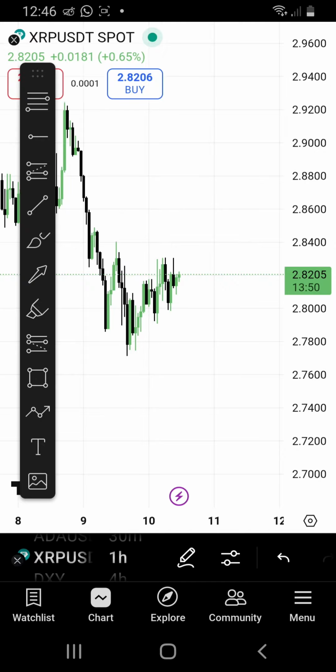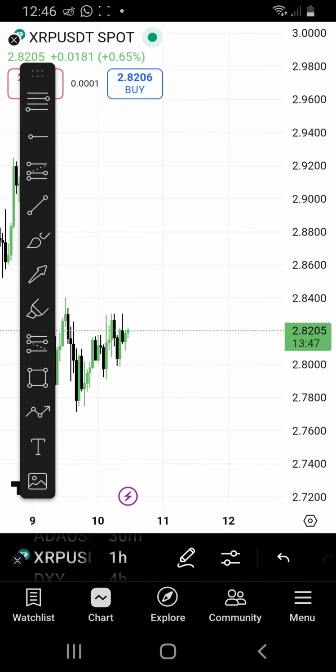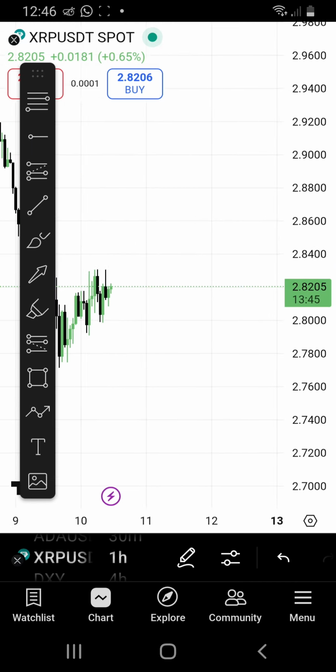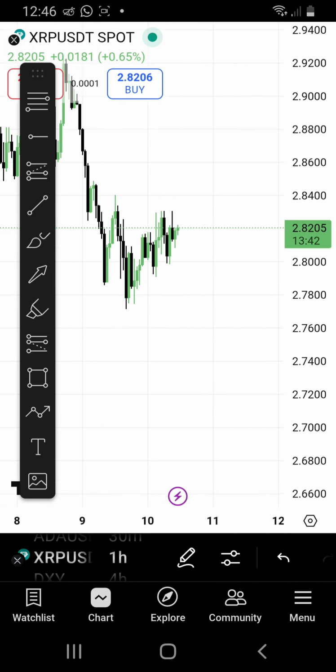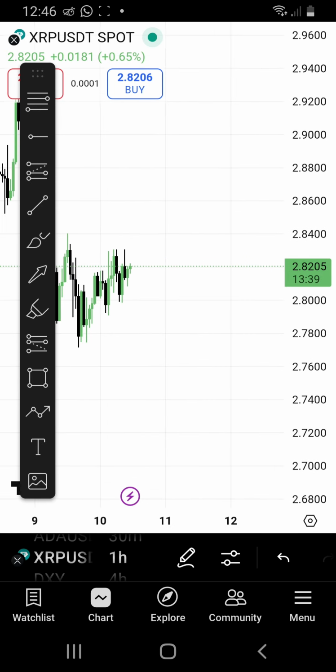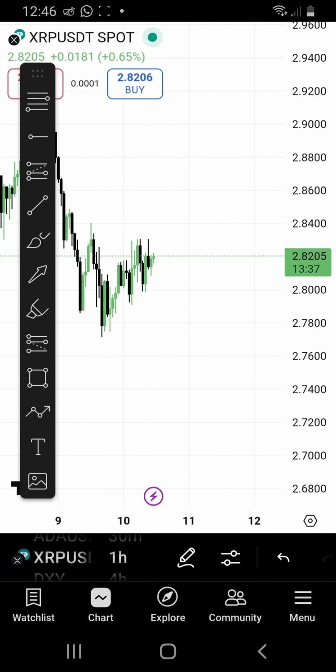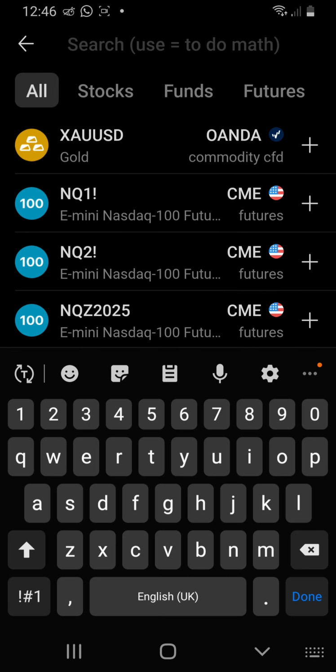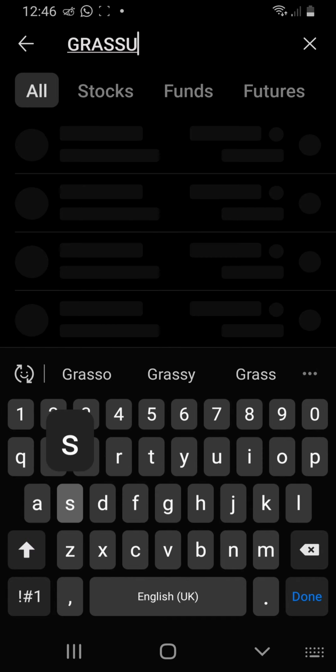So for example, after it takes you to the chart, this is the chart place for XRP. If you want to change the chart from XRP to another coin, you go see under here, you go see XRP USDT, then you see something like 1H, then you see a sign of pencil. 1H means time frame. So you come here where you see XRP USDT, then you tap. After you tap, you can search for any coin that you are going to trade, like GRASS USDT.